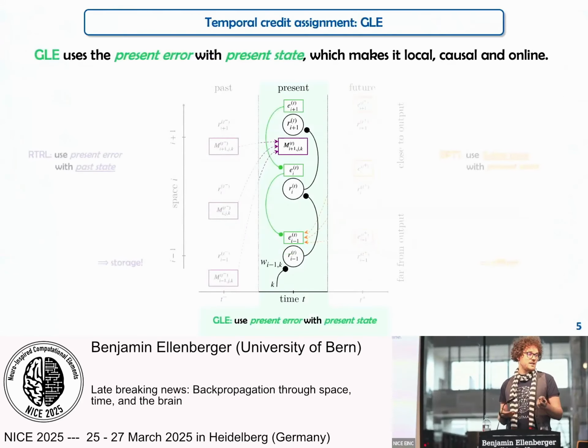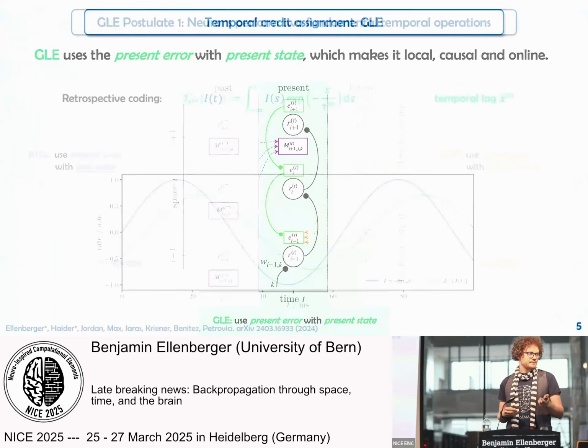If we look at GLE, this is our framework, we can actually solve this problem with a present error and the present state. So we can actually do all of this local, causal, and online because we don't have to look at the past and the future, at least not in the way RTRL and BPTT do it.